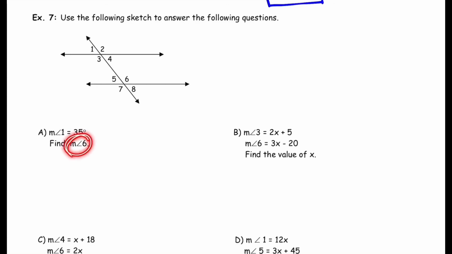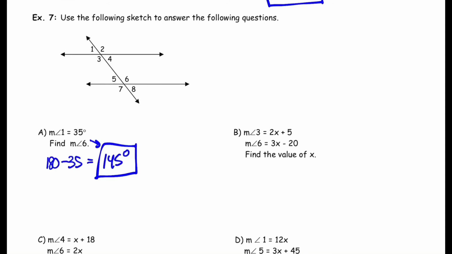I want to find the measure of angle 6. There's angle 6. So the question you have to ask yourself is, is this angle I'm highlighting acute or obtuse? Hopefully you can recognize that shape as obtuse. So if it's obtuse, it's not going to be equal to 35. So what I need to do here is take 180 minus 35. This gives me 145. That's going to be the measure of angle 6.